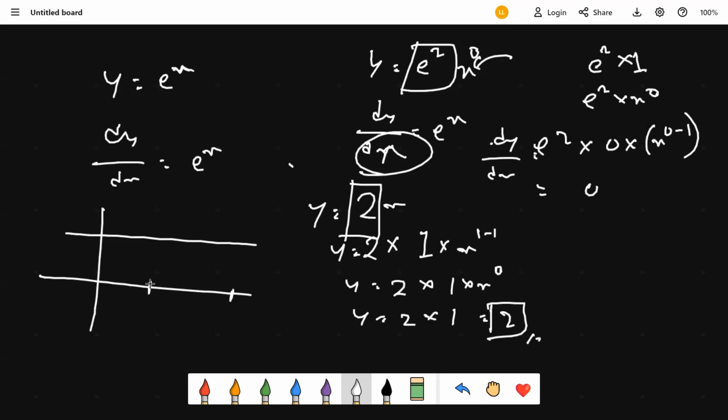So let's say here we have two points. Here we have 4, and here we have 1. And the value of y at this point is, let's say, y equals 3. Over here it is y equals 3. Over here also y equals 3, because y is never changing.